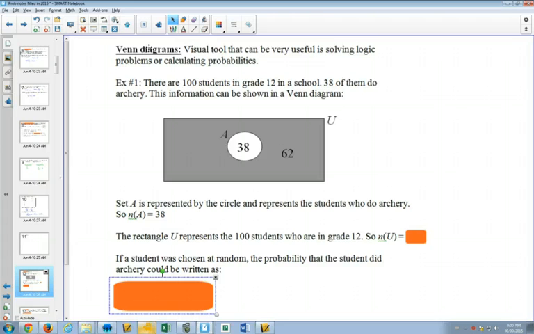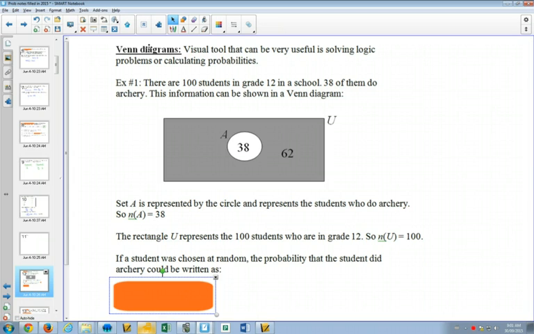So the number of people that do event A, so this little n in front of that is a function saying how many are doing archery. The big rectangle U represents the entire thing, and inside that rectangle there are two parts. There's A and there's not A, and those two things add up to 100 in total.